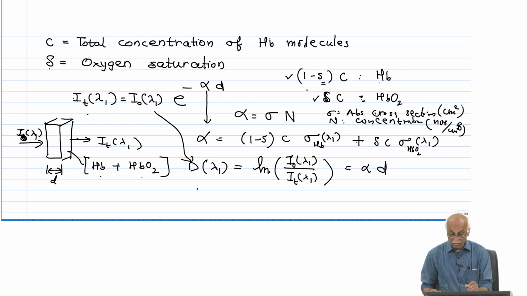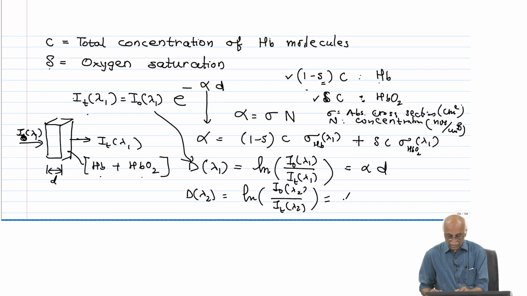Similarly for the lambda 2 wavelength, D lambda 2 will be natural log of I_0 lambda 2 over I_t lambda 2, and that will be alpha at lambda 2 into D. Alpha at lambda 2 will be (1 minus S) into C into sigma of hemoglobin at lambda 2, plus S into C into sigma of oxyhemoglobin at lambda 2. Is it okay, these two equations?